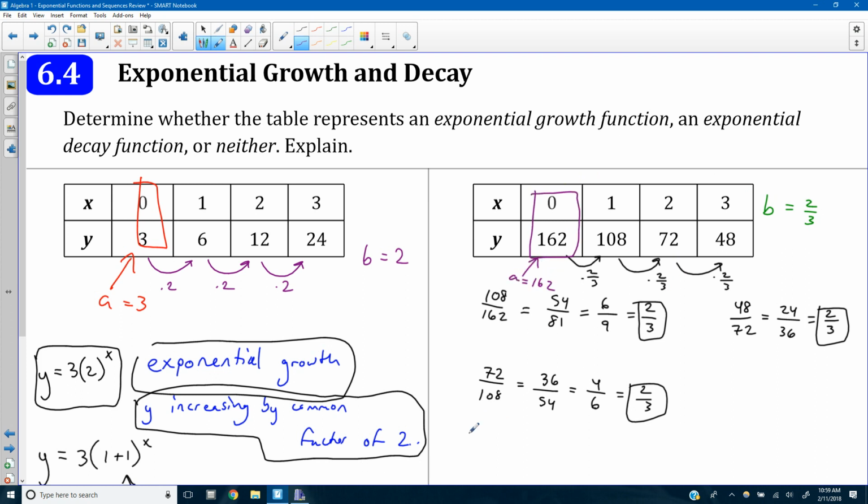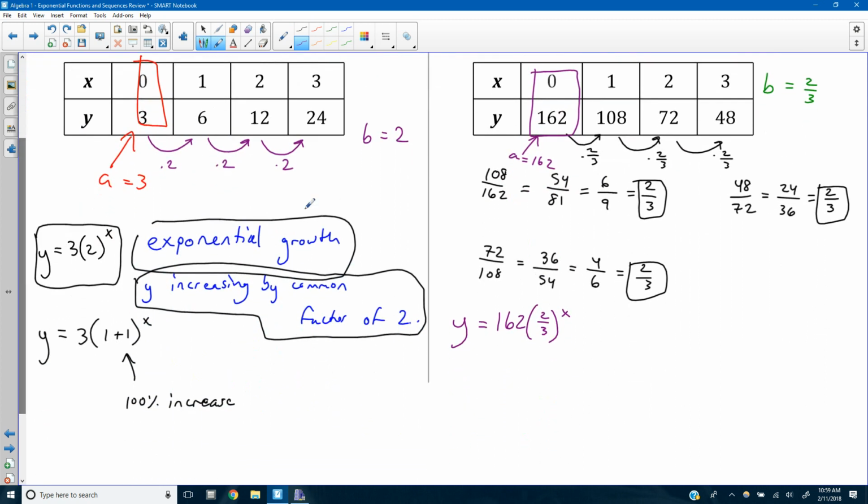So if you want to write an equation, I know I still have to answer this, but if you want to write an equation, it's y equals 162 times 2/3 to the x power. Every time x increases by 1, you take 2/3 of your previous value and keep going. Yes, this is exponential decay.